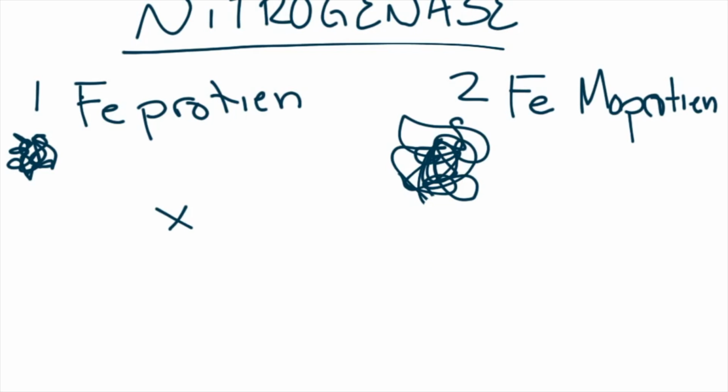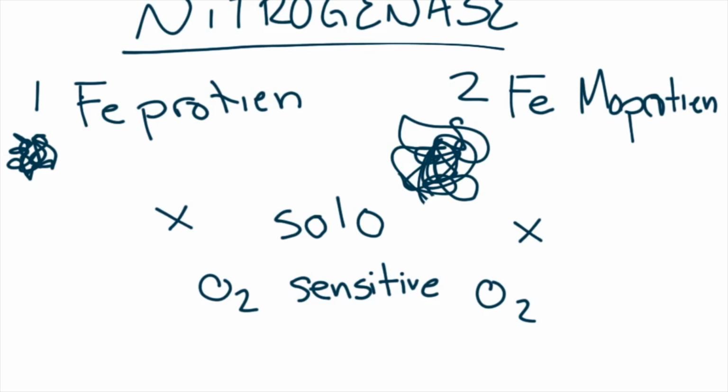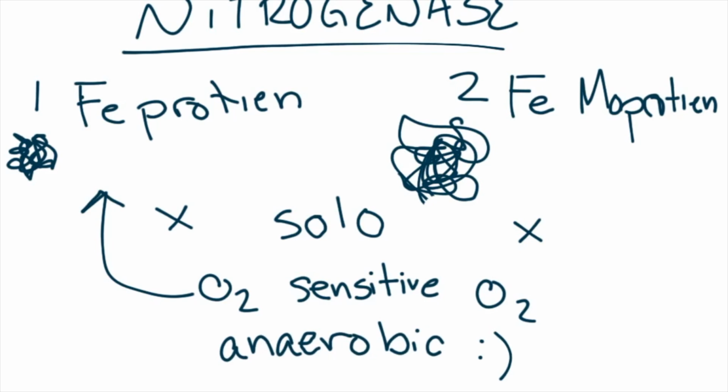Neither of these components is capable of catalyzing the reduction of N2 to NH3 by itself. Both components are also extremely sensitive to O2. In fact, the iron protein is so sensitive to O2 that the component undergoes an irreversible inactivation in the presence of it. The inactivation of component 1 would make nitrogen fixation impossible. This explains why nodulation occurs in the root system versus other places on the plant. This enzyme requires anaerobic conditions in order to be happy.